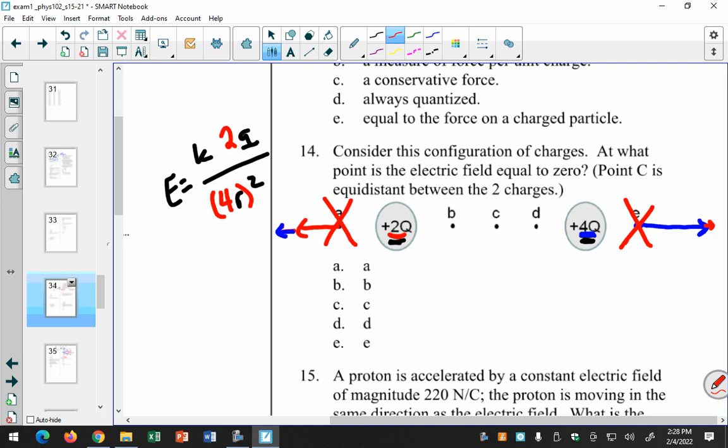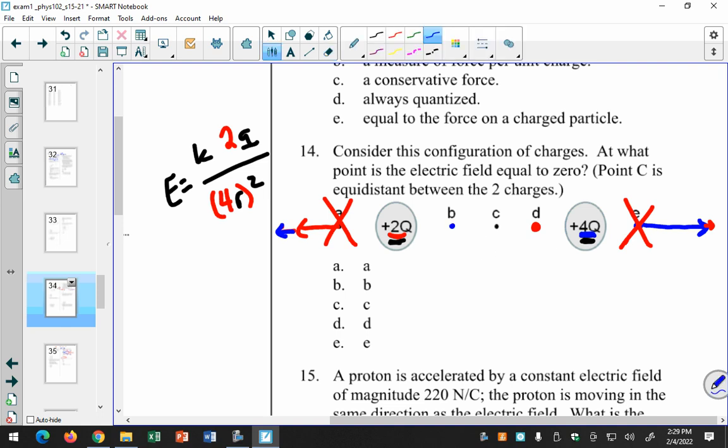Over here in the middle, if I'm close to this charge, I'm going to get a really big electric field due to that big charge, and then a smaller electric field due to the small charge. So that's never going to go to 0, right? Because I got a big vector and a small vector. They're never going to cancel out. I'm just going to erase that.